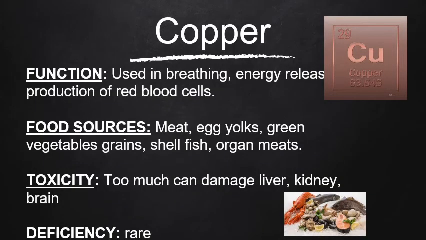Now we have copper. Copper has some functions that include helping us in breathing, and it also helps with the energy to be released in the production of red blood cells. Food sources of copper include meat, egg yolks, green vegetables, grains, shellfish, and organ meats such as kidney. Toxicity includes if you have too much copper in your body, it can lead to damage in your liver, kidney, and brain. But deficiencies of copper are typically rare.